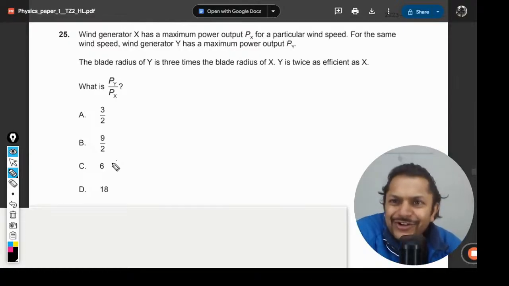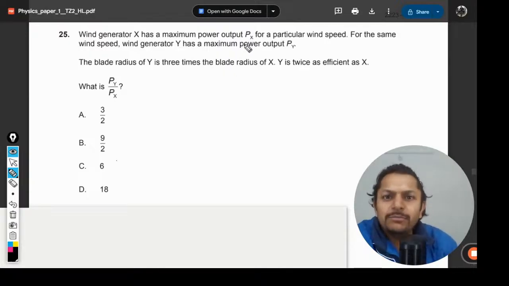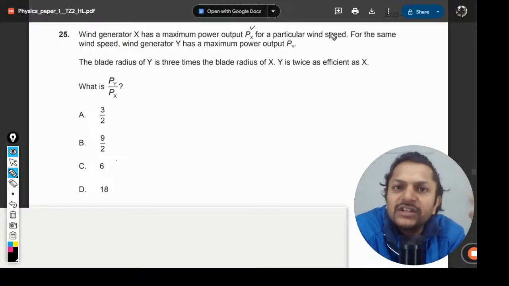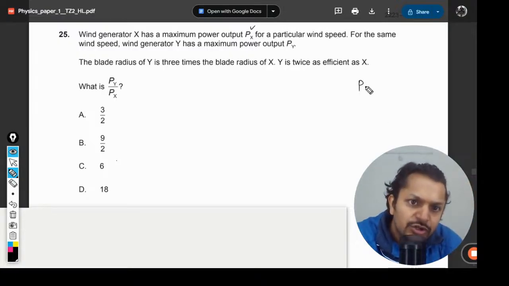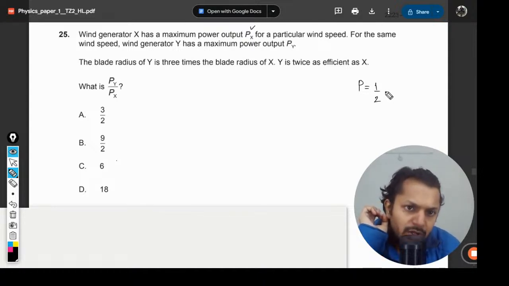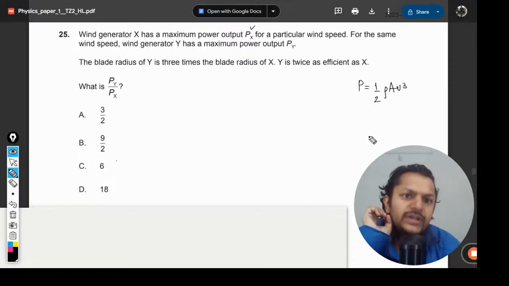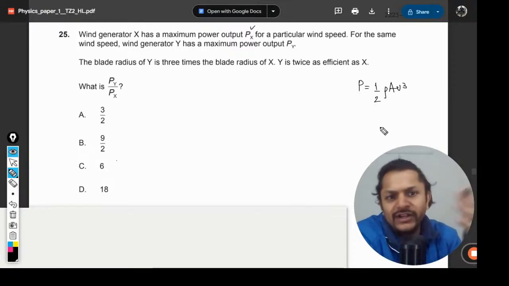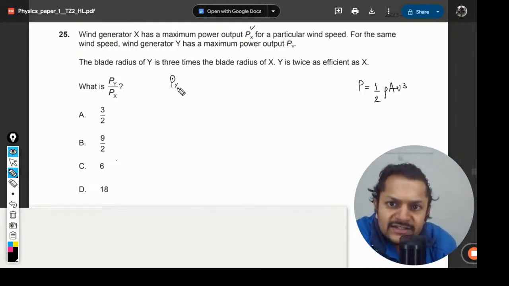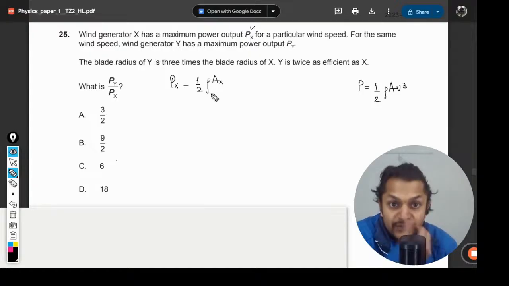Okay, dear student, let us see what is there in this question. Wind generator X has a maximum power output of Px for a particular wind speed. Let us first talk about the power which will be produced by a windmill. What is the formula for that? So the power is given by 1 by 2 rho A v cube. Yes, this is the formula for the power of the wind turbine. And in the case of the X turbine, the area A of X could be different. Yeah, the radius, there is a change there.